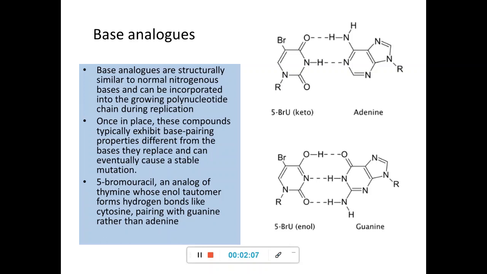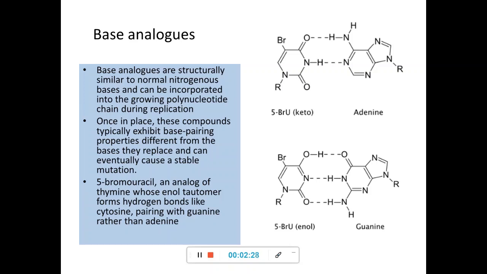Now, in the case of 5-bromouracil, it is an analog of thymine whose enol tautomer forms hydrogen bonds like cytosine, pairing with guanine rather than adenine. So the analogs have a problem: though they are analogs of bases, their base pairing rules will be changed.